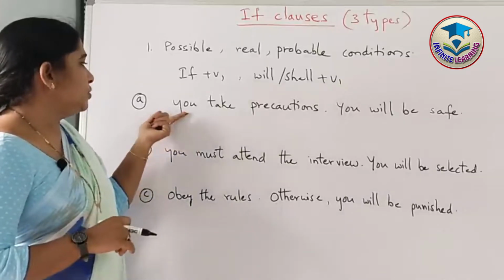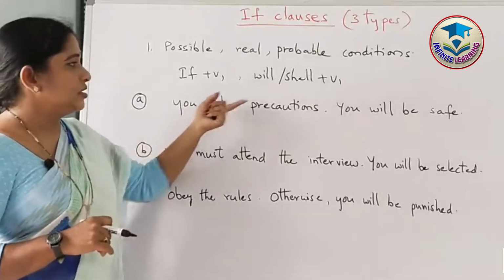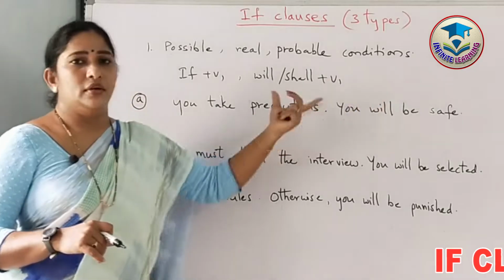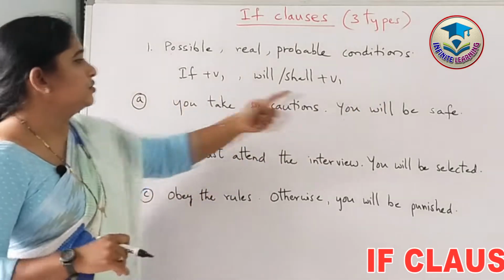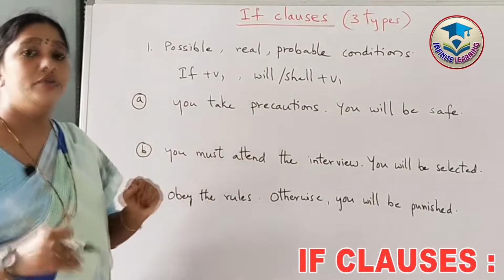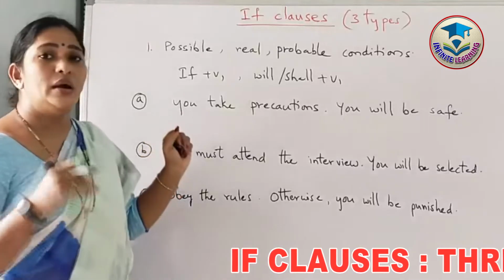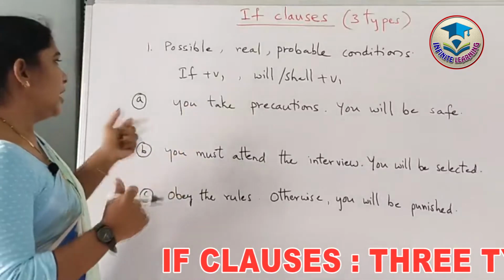Here "you" is the subject, "take" is the verb. And here "you" and "be" are the subject and verb. Two sentences we got here. And if you are asked to change this, to apply the if clause here, how can you apply it?